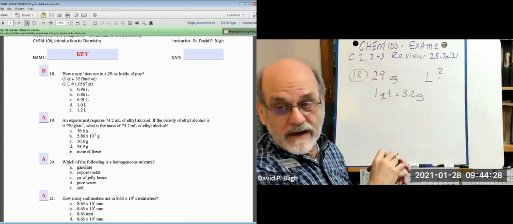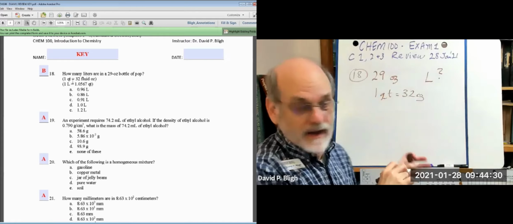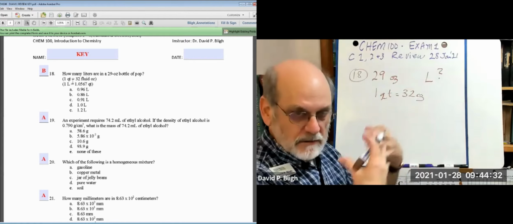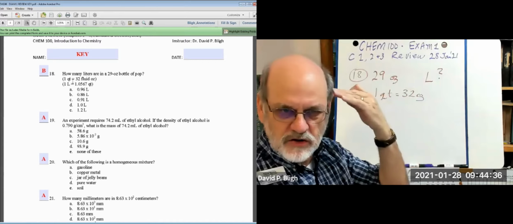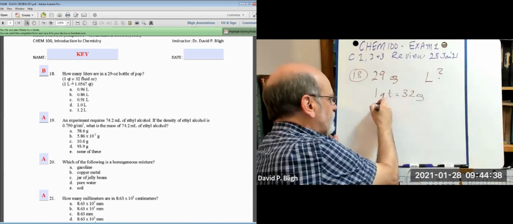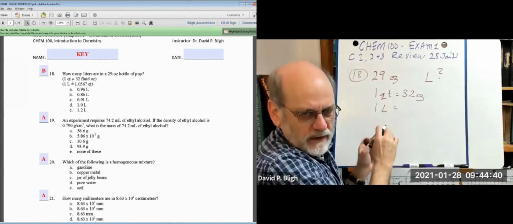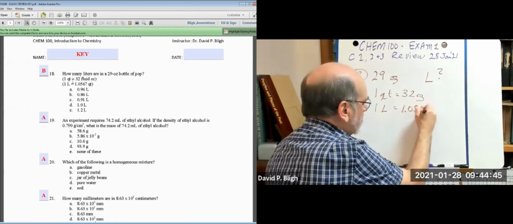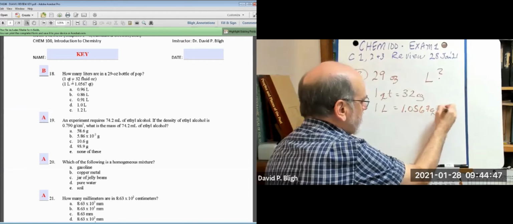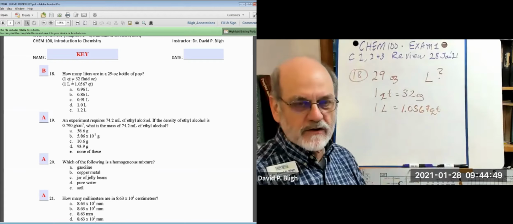Now, maybe we don't need all of this information, but I'm putting it up here, and simply by writing it, it sort of ingrains it in your short-term memory. 1 liter equals what? 1.0567 quarts. Okay, those are the conversion factors.